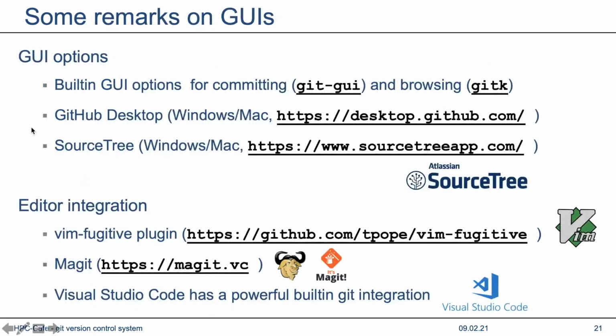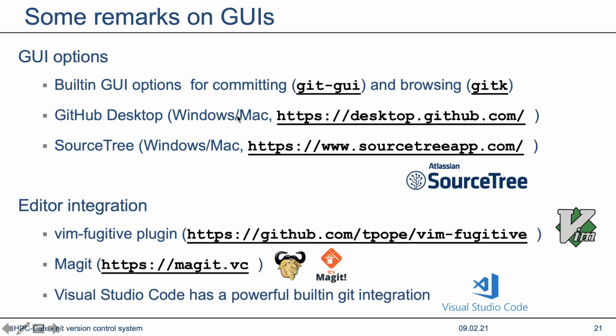Some remarks on GUIs. There are a lot of options. Please look at the Git website for other options. Here are only some examples I found. I used only one of those options, SourceTree. SourceTree is from Atlassian. This is, in my opinion, a very good GUI. Still, nowadays I prefer to use Vim. Vim is my main editor, and so for me it's more convenient to not leave it for the Git interaction. And so I use the Fugitive plugin, which is, I think, a really great Git integration. But of course, you can also use SourceTree.